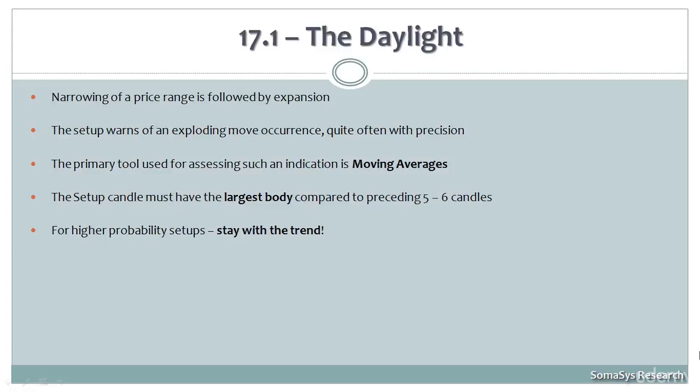And the primary tool used for assessing such an indication is moving averages. And you must make sure that the setup candle has the largest body compared to the preceding 5 to 6 candles. And for higher probability setups, you must stay with the trend. Let us now gain more knowledge on the tools, and then how we determine a potential setup, where to enter, place stops, and determine potential targets on the chart itself.